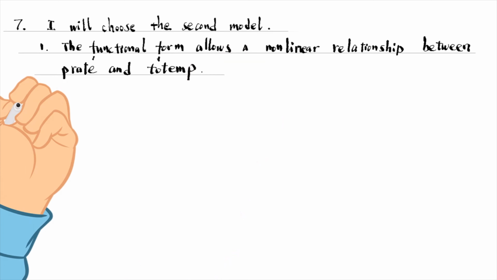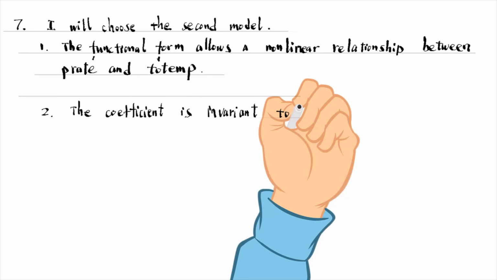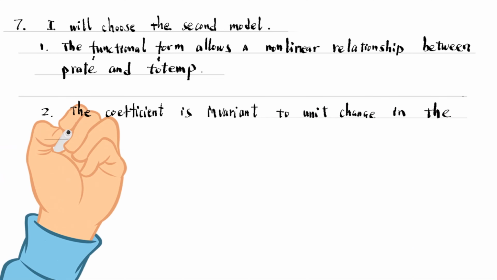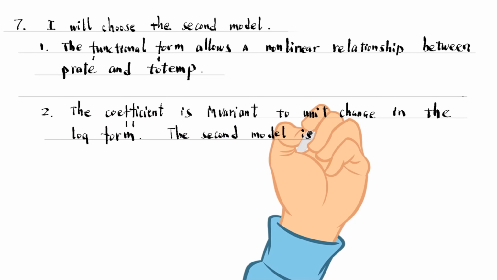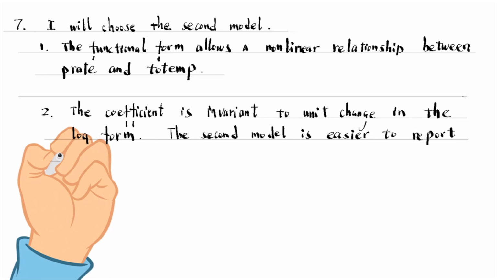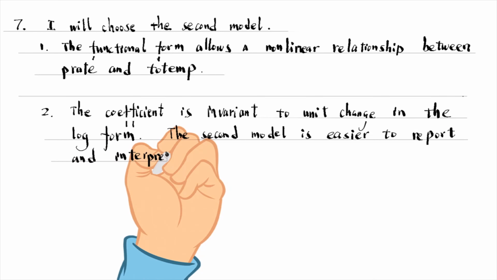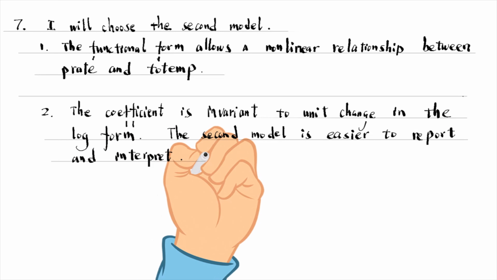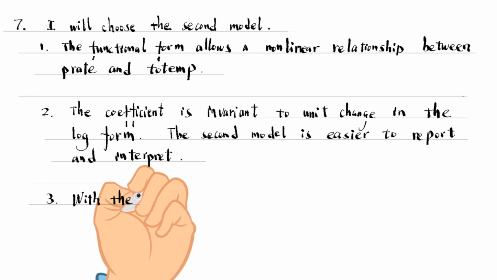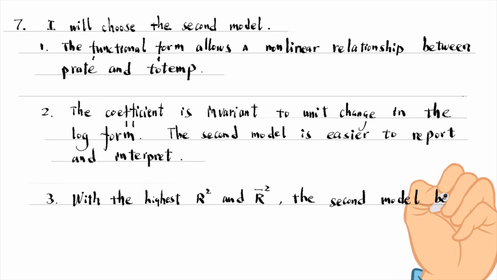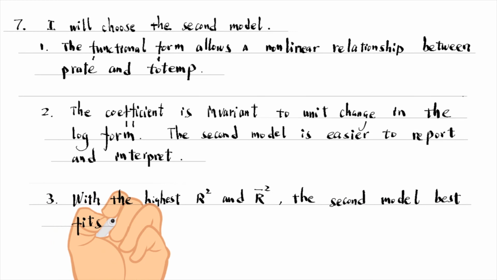Second, the coefficient is invariant to the unit change in logarithmic form, whereas it may contain too many zeros in the level form. So the second model is better than the third model for interpretation and reporting. Third, with the highest R-squared and adjusted R-squared, the second model fits the data the best.